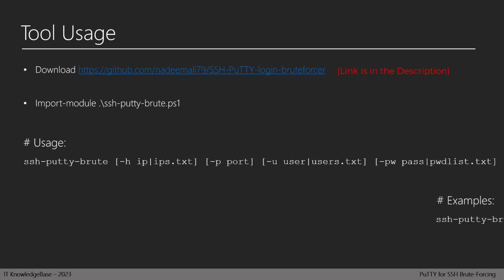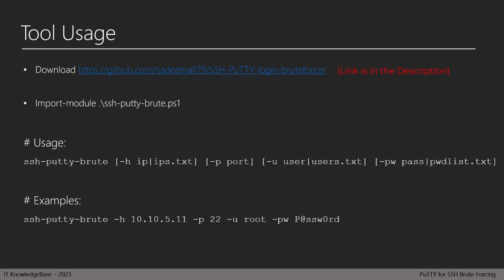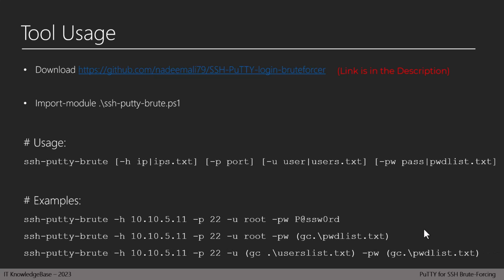Let's see some examples. For the sake of the demonstration, I am going to brute force one of my test production servers. For example, I am going to follow the same instructions. This is an example of bruting a single server IP with an already known username and a doubtful password. The second example is identical to the previous command but with a list of passwords. The third example is also following the previous example, but in addition, we use a user and password list here.